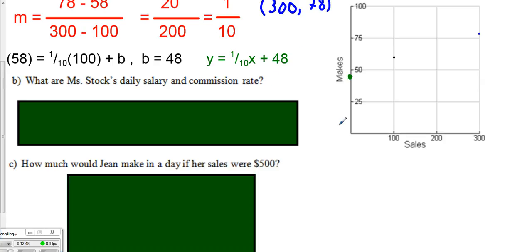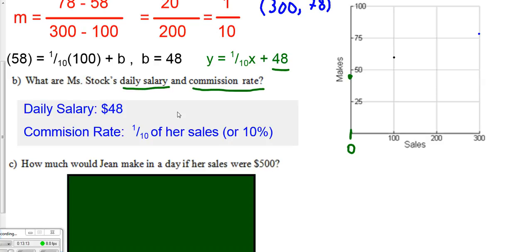Well, no matter what, even if she sells 0 amount of stuff, if she shows up and has a bad day, no matter what, how much money is she going to make? She makes this 48. That would be the daily salary then. Her daily salary is 48. It has to be because she makes that no matter what. What is her commission rate then? So technically, she's making 1/10 of all of her sales, or 10%.